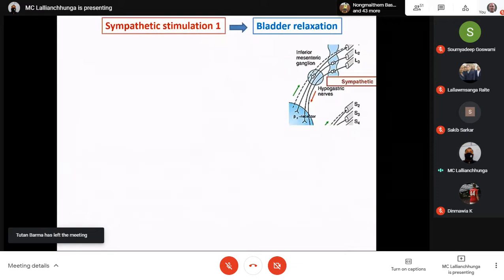So let's see first what is the effect of sympathetic stimulation. Yesterday we talked about the sympathetic, parasympathetic, and somatic nerve fibers which supply the bladder and the urethra. We have already discussed that.